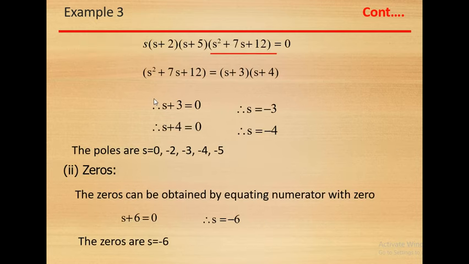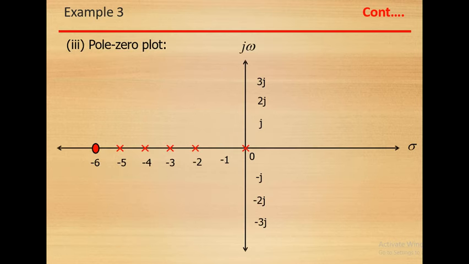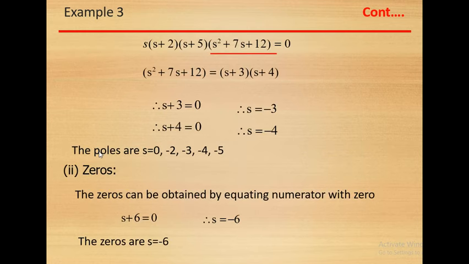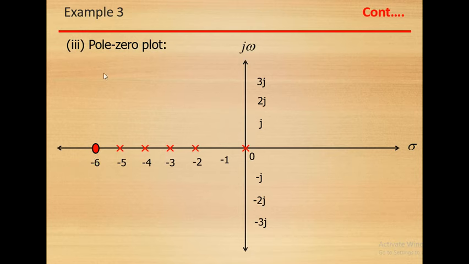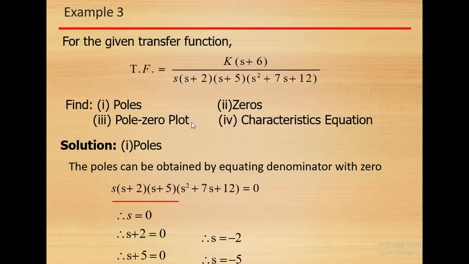Similarly, the zero has the value s equal to minus 6, and as there is no j omega part here, it is again a real value on the negative side of the real axis. So the zero is represented by a circle, and it is at minus 6 based upon our calculation. Finally we get this plot, the s plane or pole-zero plot, of the given transfer function. Such types of examples are asked in exams.